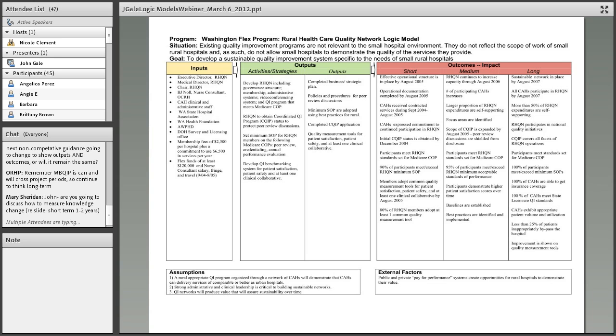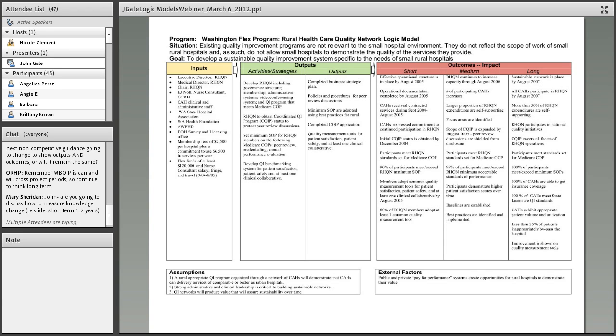And their goal was to build a sustainable quality improvement system specific to the needs of the small rural hospitals in Washington. Their inputs: Washington had done some work with small networks, and they learned from that experience. They had an executive director for the network, a medical director, and a chair, I believe a hospital administrator, of the network. They hired a nurse consultant that worked for the state.